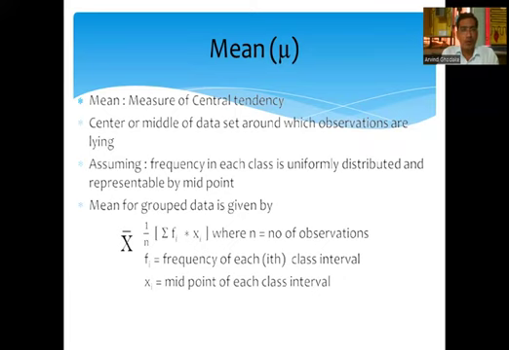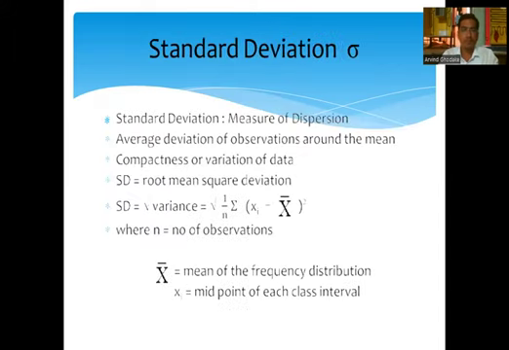Therefore, the mean of grouped data is given by x bar, our mean is represented by x bar, where n is the number of observations. So x bar is equal to 1 upon n into the sum of fi into xi, where fi is the frequency of each class interval and xi is the midpoint. So it will be the sum of observations divided by the total number of observations. That will be the formula for mean.